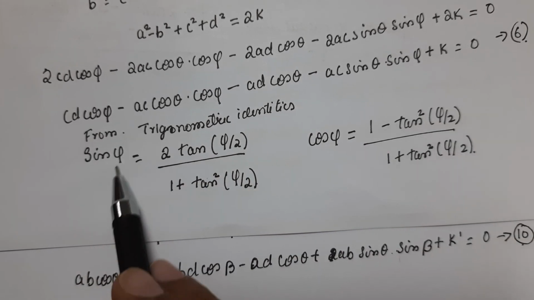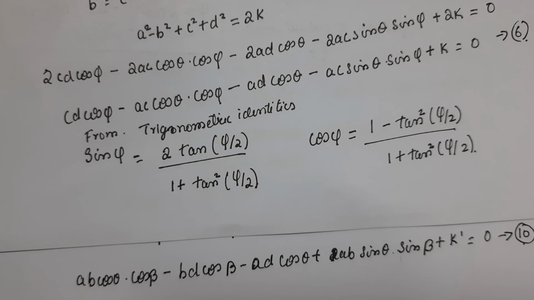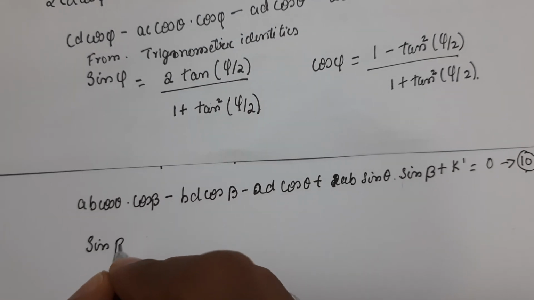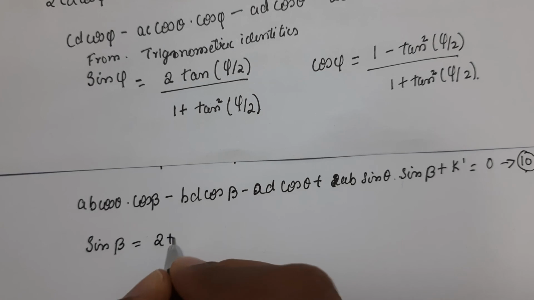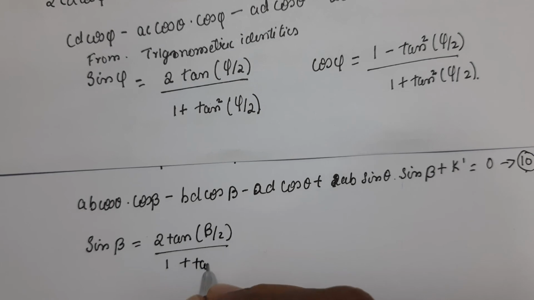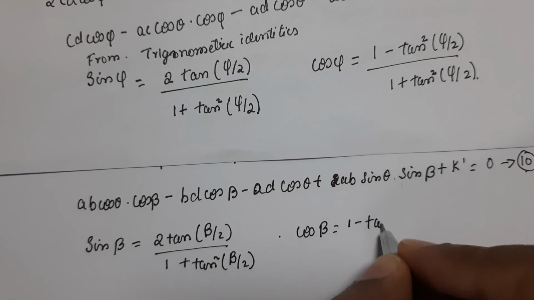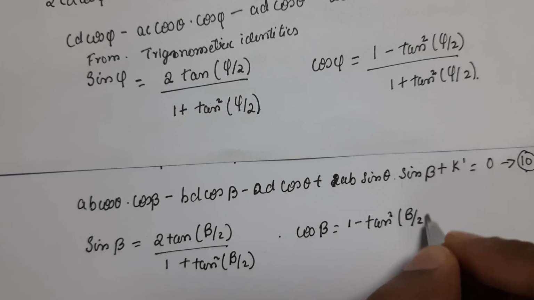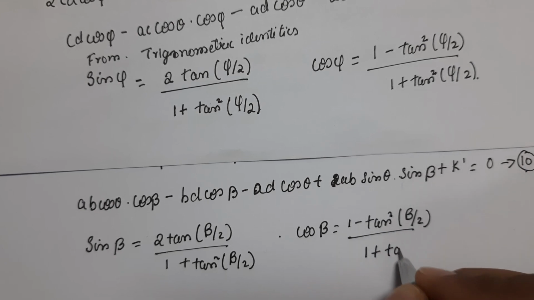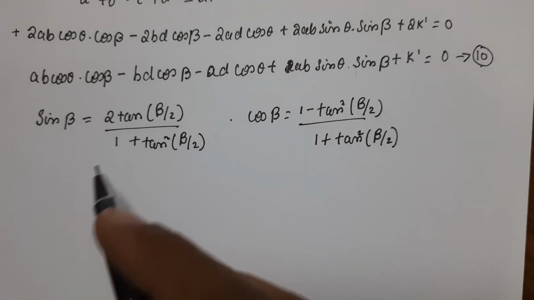If you rearrange this, then from trigonometric identities we can write sin beta is equal to 2 tan beta by 2 divided by 1 plus tan square beta by 2, and cos beta is equal to 1 minus tan square beta by 2 divided by 1 plus tan square beta by 2. So substituting this in equation number 10, the solution will be similar.